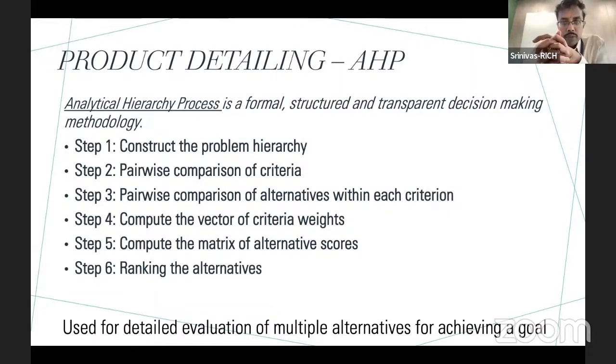Of course, there are multiple steps to it. You have to construct a problem hierarchy. You have to do pairwise comparison of the alternatives within each problem hierarchy, right? And then compute a weight vector for all the different alternatives. Then you kind of make a decision on which alternative you pick. So essentially, you're deciding between multiple alternatives using analytical hierarchy process.